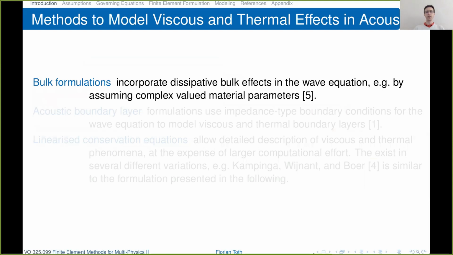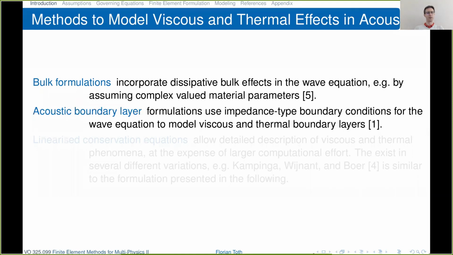So how can you do this in general? First, there are bulk formulations not taking into account any boundary layer effects. They model the viscous dissipation in the bulk wave propagation, and this can be done by assuming complex valued material parameters in the wave equation. You see a reference here. You can look it up at the reference page at the end.